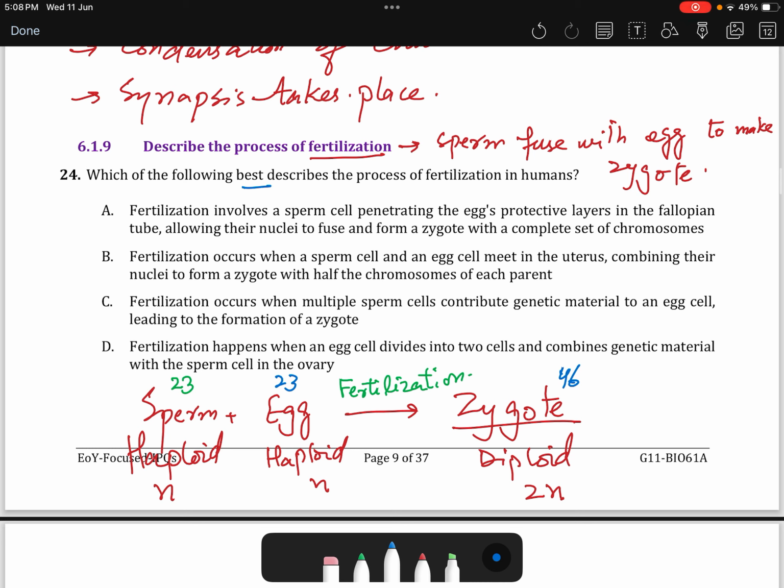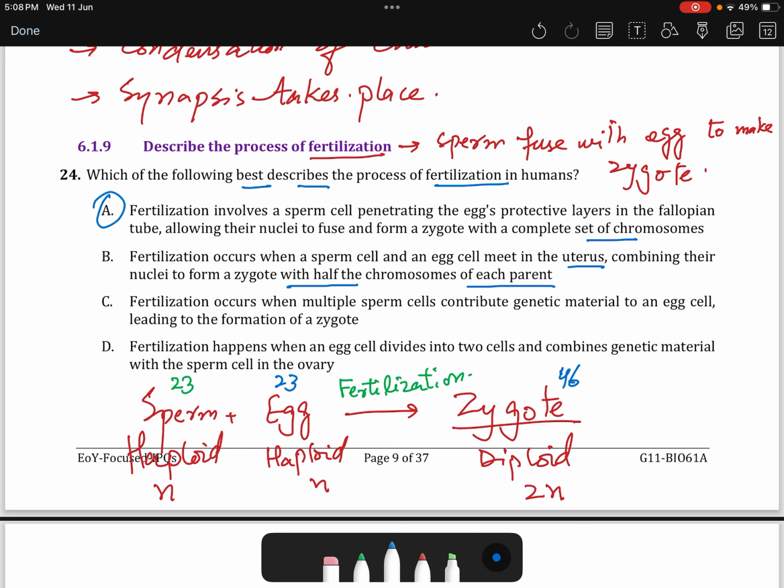Which of the following best describes the process of fertilization in human? Fertilization involves a sperm cell penetrating the egg's protective layer in the fallopian tube, allowing their nuclei to fuse and form a zygote which completes the set. Yes, that's what we said in the previous equation. Fertilization occurs when the sperm cell and the egg cell meet in the uterus, combining their nuclei to form a zygote with half of the chromosomes from each parent.